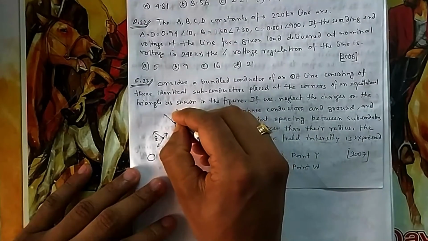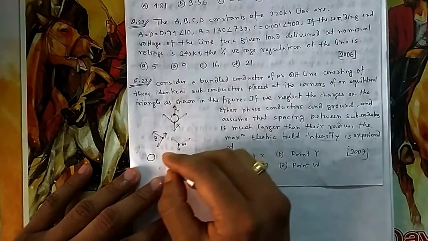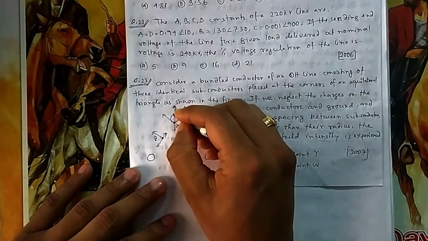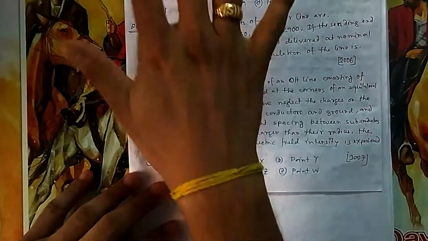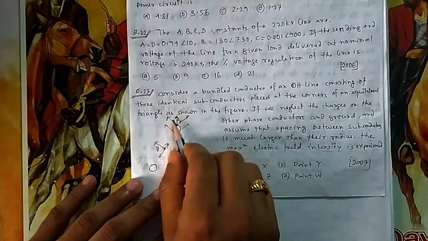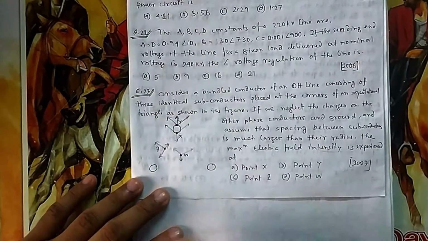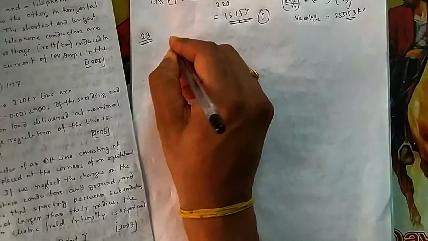Come to Y, due to this it is outside, due to this also it is outside, due to this also it is outside. Now here you see all 3 forces are pushing in the same direction, in the upper direction. So here the electric field will be more, so the stress will be more at point Y. So that was option B.